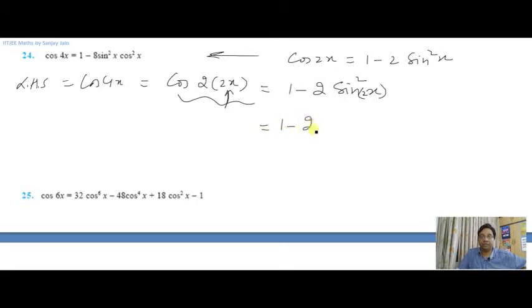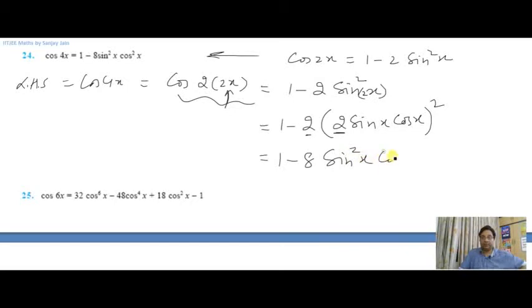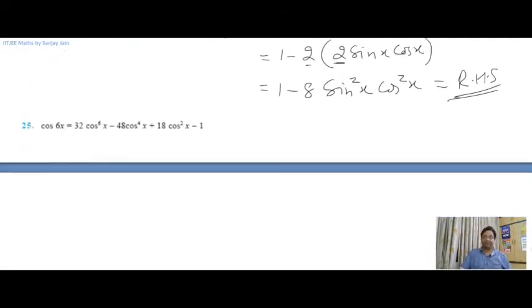Now if you see, I can write sin square 2x as 2 sin x cos x squared, which will give me 2 squared as 4, so 4 into 2 will be 8. So 1 minus 8 and then sin square x cos square x. This is something that I require on the right hand side. So this is equal to the given right hand side, hence it is proved.